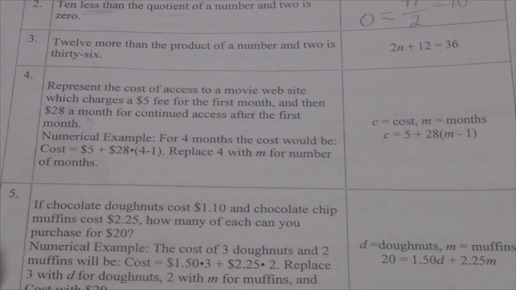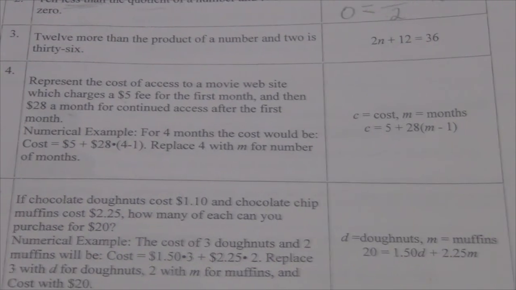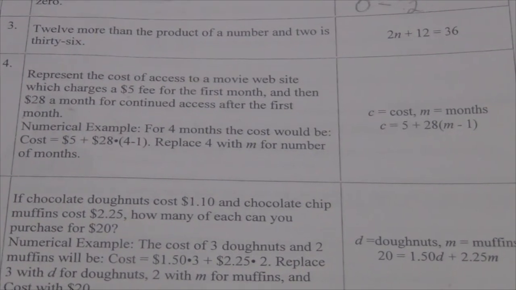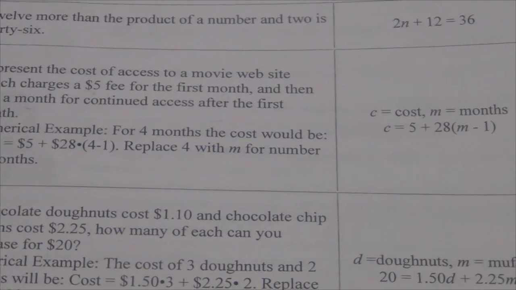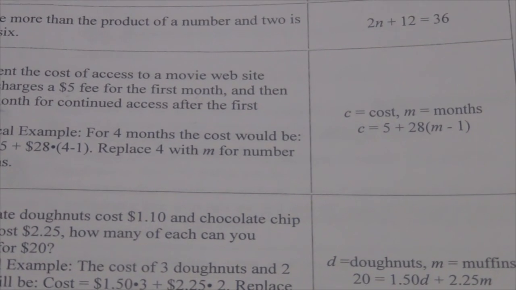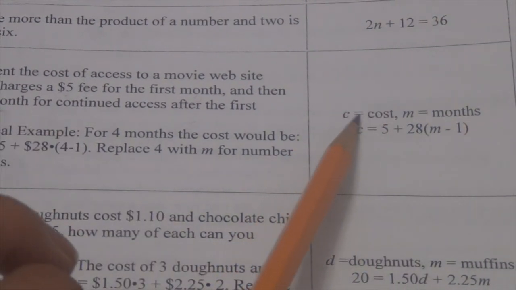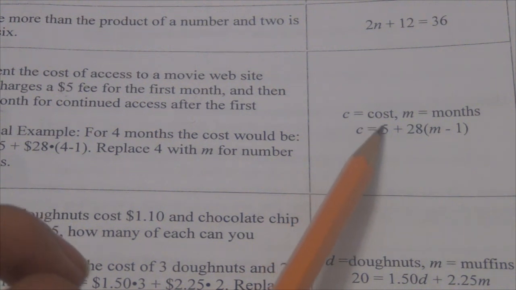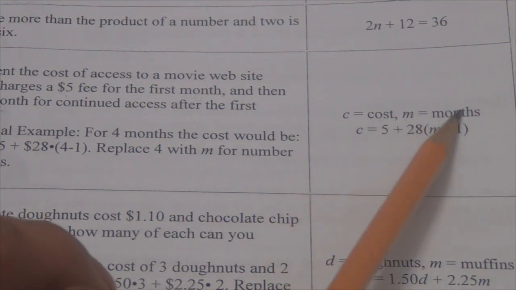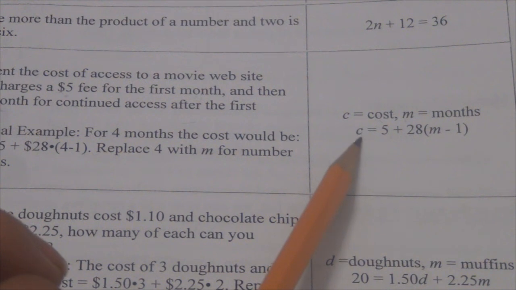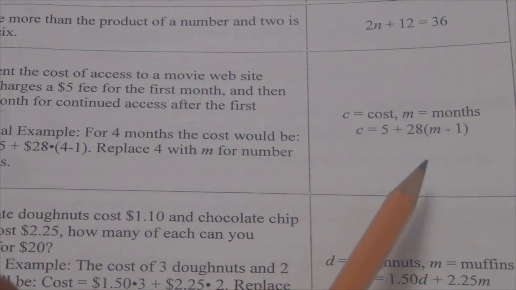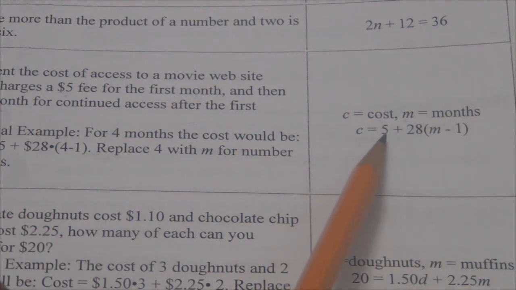So how would I go about writing my equation? Well, let's make this a little bigger. So let's see. C is gonna be equal to the cost. M is gonna be the months. And now look at the equation. It's a $5 fee for the first month.